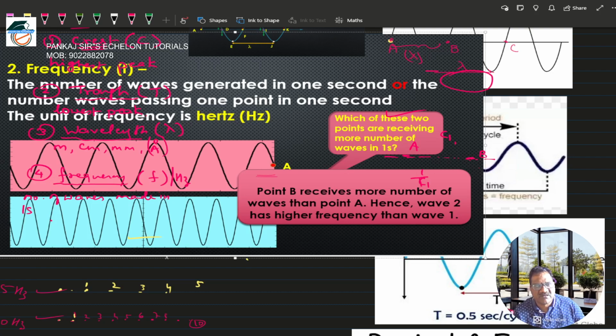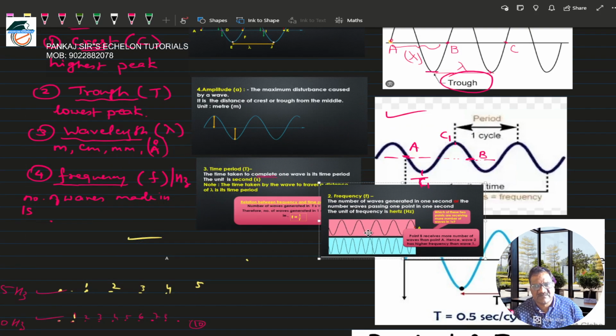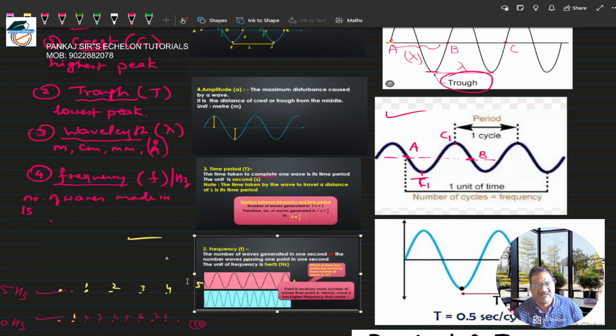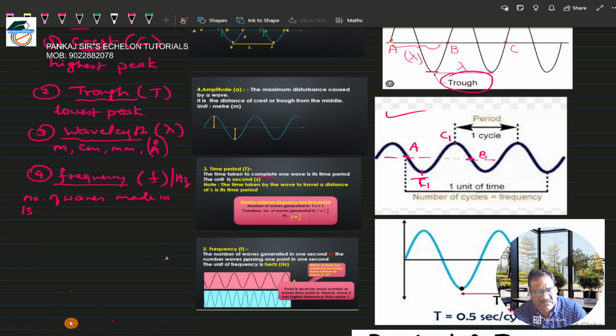So let us move on to the next term, and that next term is nothing but time period. So coming to time period, the next term in the order is time period. Fifth one is time period. This time period is denoted by a capital T. What is this time period?